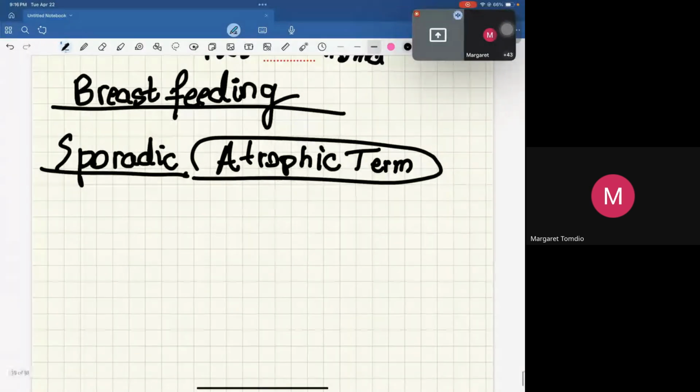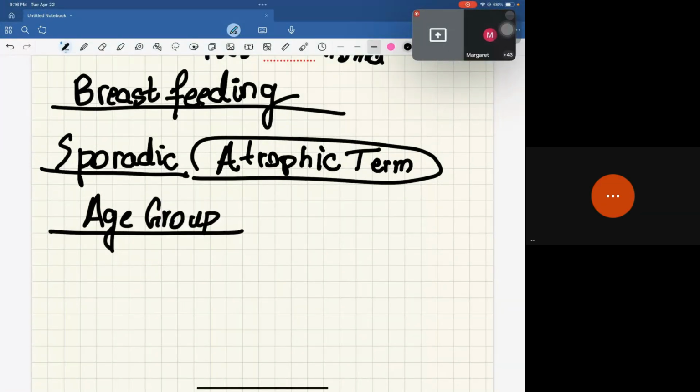Can you repeat the risk age group in which endometrial carcinoma occurs? Doctor, can you please repeat about this sporadic atrophic type?